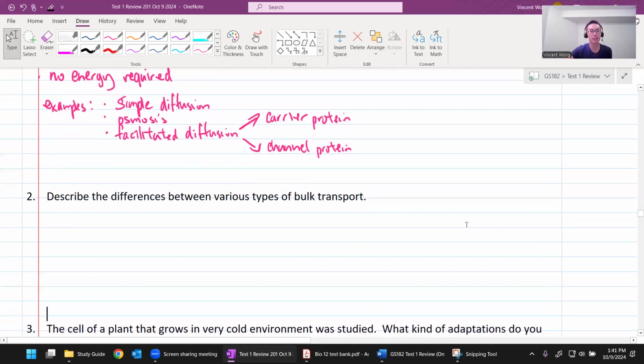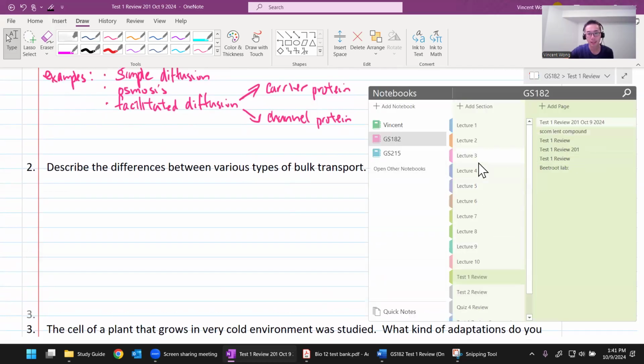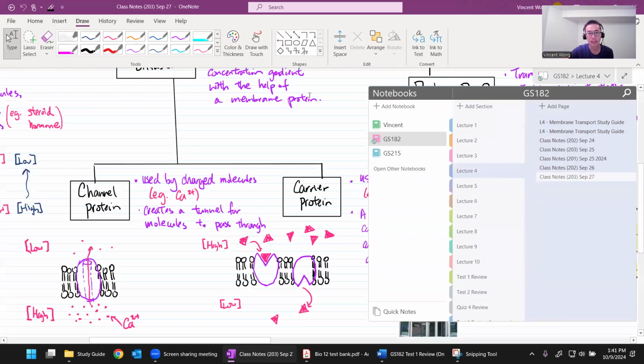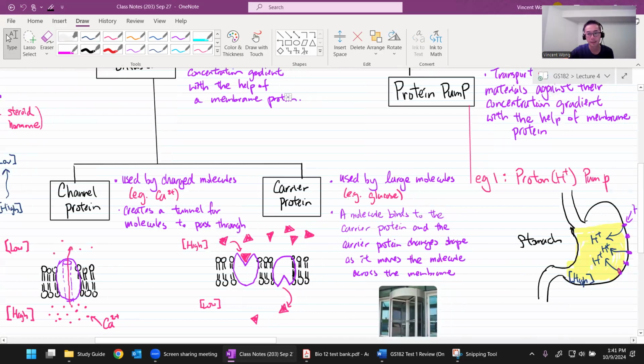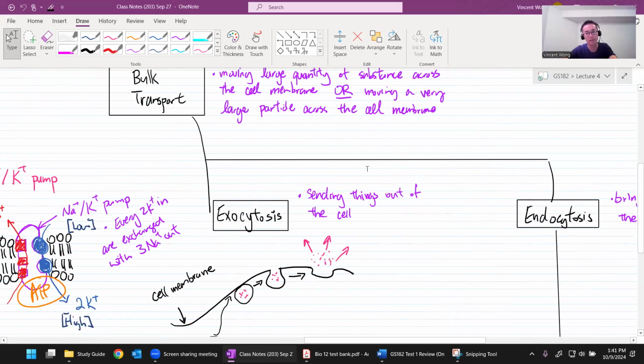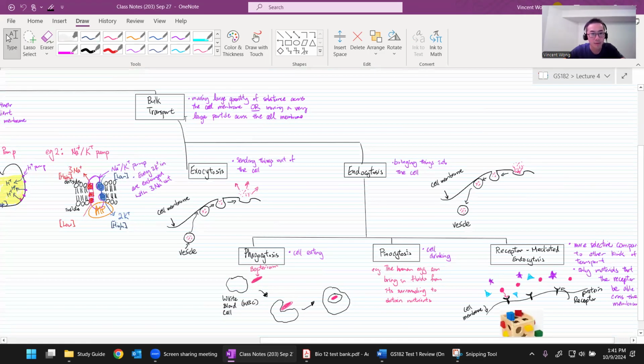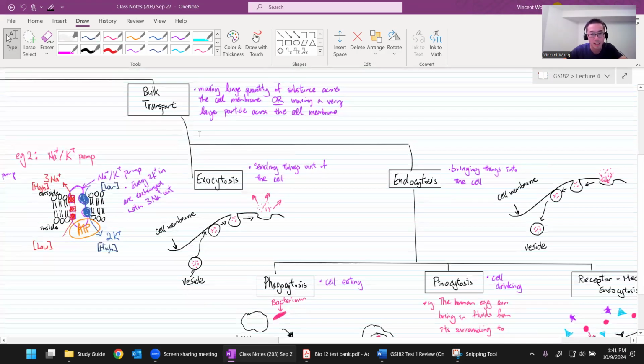Describe the difference between various types of bulk transport. Now, again, I'm going to ask you to refer back to this flow chart. I don't know if this is exactly the same one I did for your class, but here are the different types of bulk transport. First of all, there is exocytosis, which is sending things out in bulk. A lot of stuff gets sent out, like those vesicles that we get from the Golgi. If you want to release it from the cell, you do exocytosis. So that's sending things out.